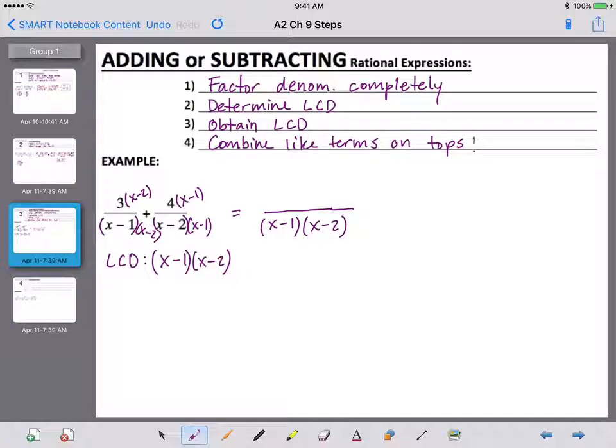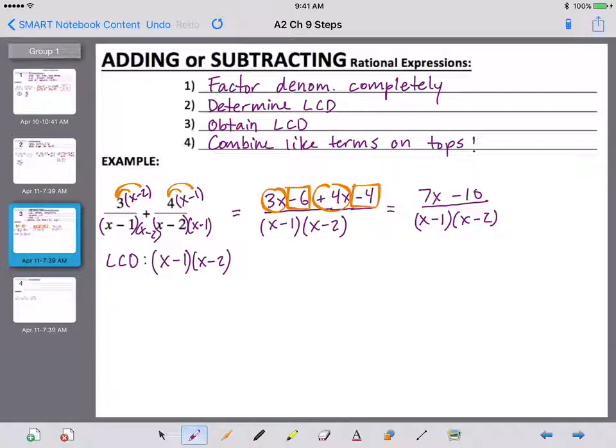All right, so then in our numerators, we can distribute this 3 to the x minus 2. It's going to give us 3x minus 6. And we can distribute this 4 to the x minus 1. So we're going to add 4x minus 4. And now notice we have 3x plus 4x, our common terms, as well as this negative 6 minus 4. So if we combine our like terms, we're ending up with 7x minus 10 all over x minus 1 times x minus 2.